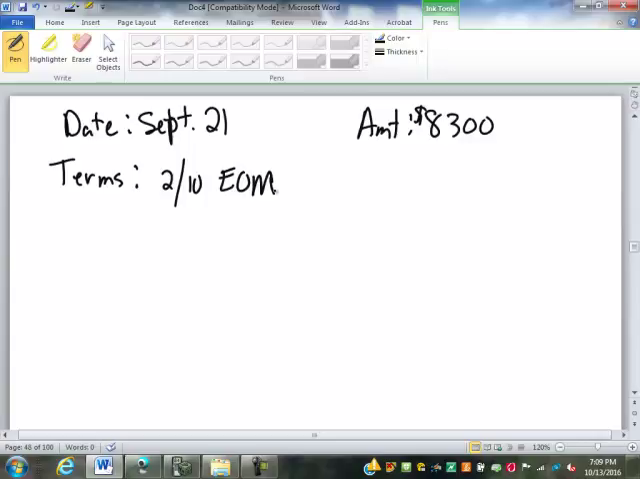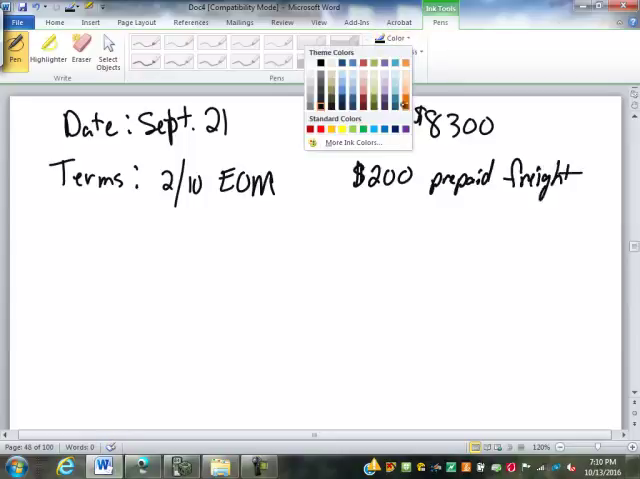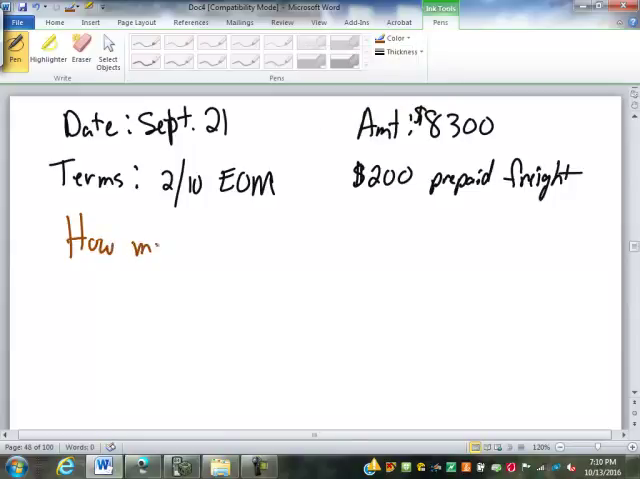You want that paid before the next billing period is over so that you take those 2 days to gather up all your invoices and send out your bills. You're also at about that same time going to gather up all the checks that have been sent in and check off everybody's bills to make sure they've paid on time. So 2/10 EOM, $200 prepaid freight. So the question is, how much will they have to pay if paid on October 8th?